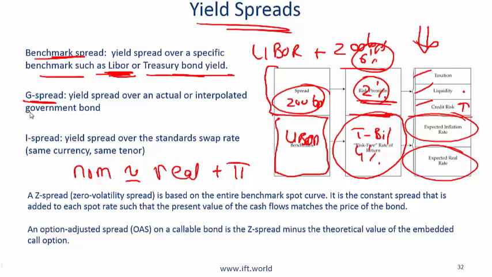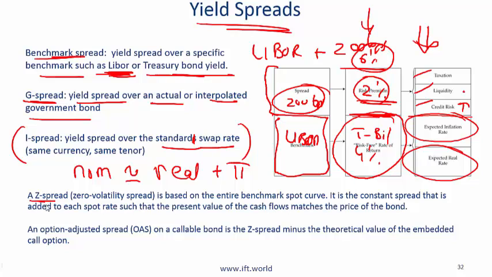A G spread, G stands for government. This is the yield spread over an actual or interpolated government bond. So in this scenario over here, where I said that this 4% is a T-bill rate, then the spread over it is really a G spread because it's a spread over a government bond rate. I don't think I spread is overly important, but just remember it. I spread refers to the yield spread over the standard swap rate.